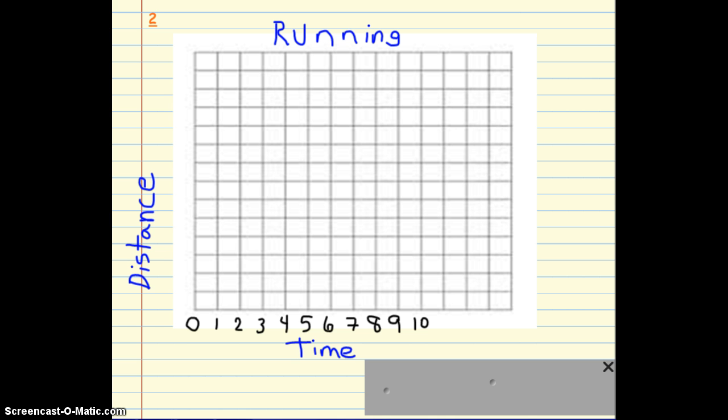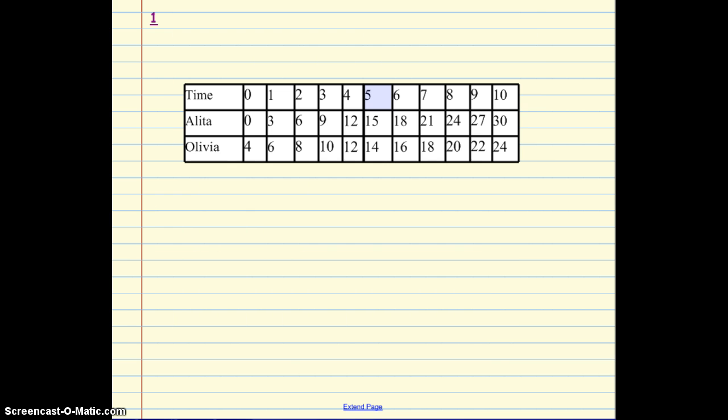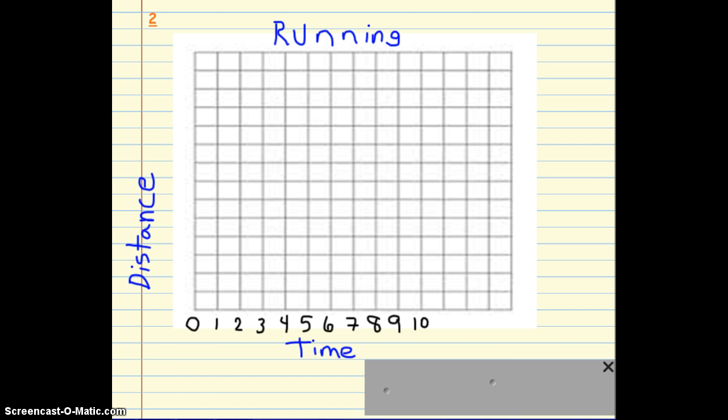Alright, the numbers for distance. Again, we need to take a look at our table. Alida gets the furthest at 30, so we need to have our graph go up to 30. So how do I want to go up to 30? Well, we could go by 3s, we could go by 4s, it doesn't matter. We could even go by 2s if we wanted, but I'm going to go by 3s. So I'm going to go 0, 3, 6, 9. Go ahead, keep labeling all the way up to 30.